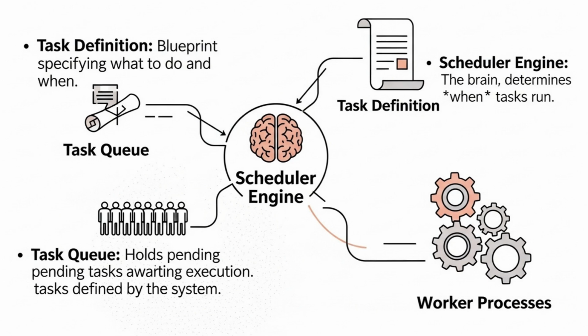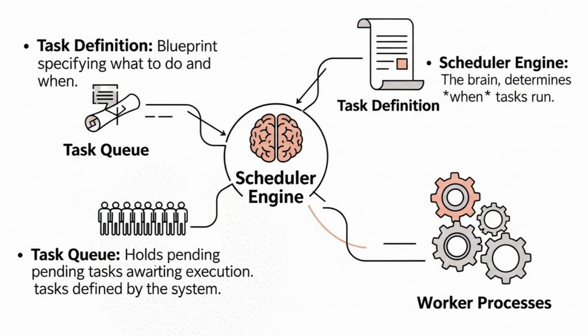Finally, we have the worker processes. These are the muscle of the system. Their sole responsibility is to pick up tasks from the task queue and execute them. You can have one worker or hundreds, depending on the workload. They perform the actual work, whether it's processing data, sending emails, or generating reports. Together, these components form a robust pipeline for automated task execution.